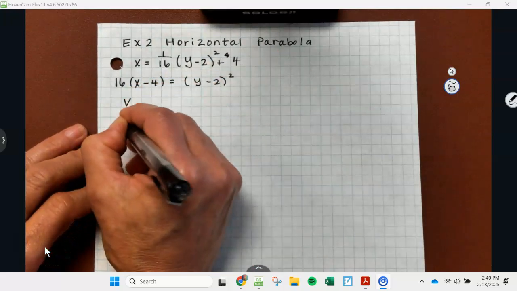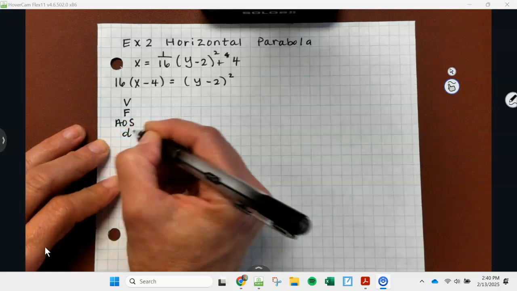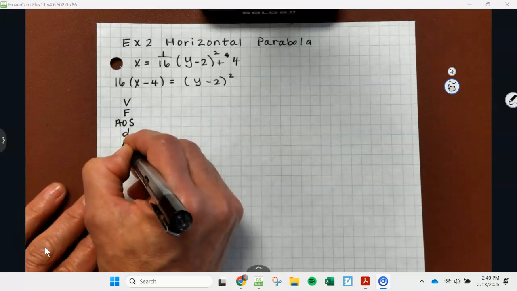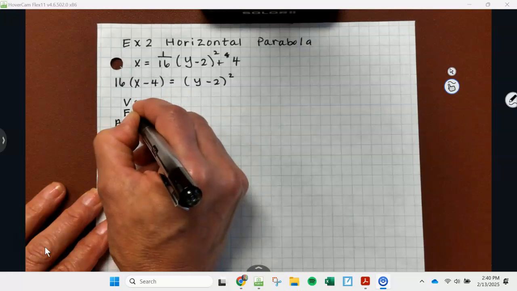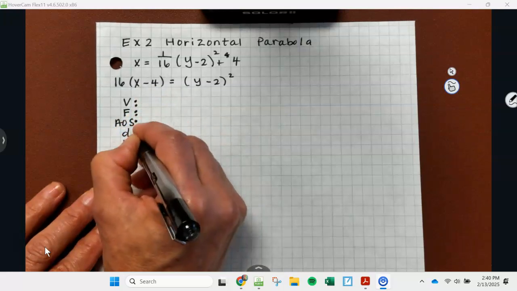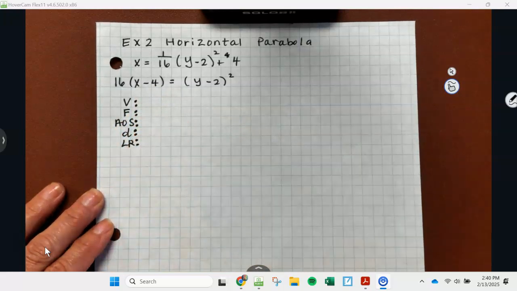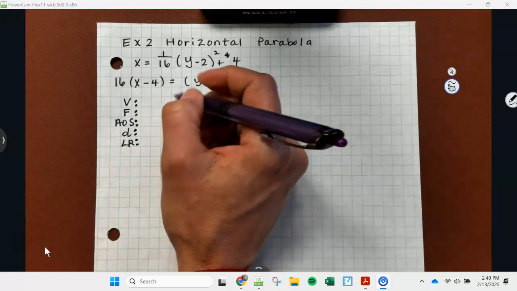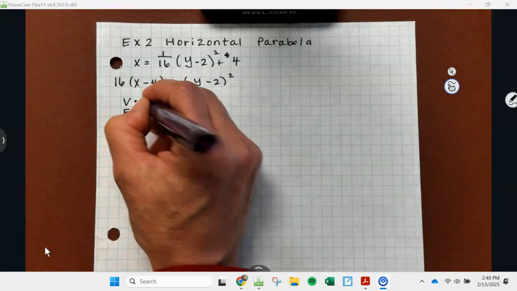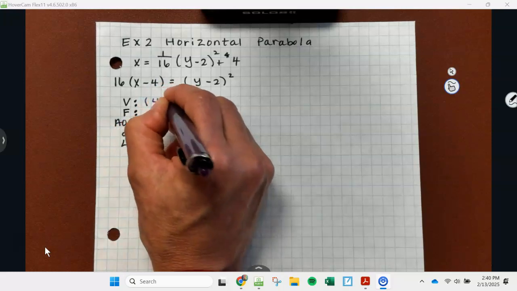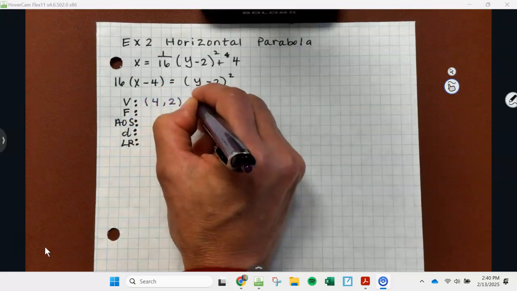All right, let's go ahead and start identifying some characteristics. Now look, x equals, this is going to be a sideways parabola. My A value is positive, so I know that this parabola is going to open up to the right. So let's go ahead and talk about the vertex. The vertex is going to be +4, +2.